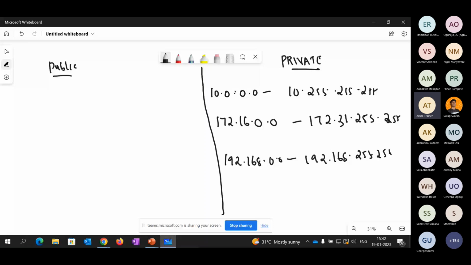When it comes to public IP addresses, all the remaining IP addresses are used as public IP addresses. Private addresses are completely free, while for public addresses a charge is applicable.